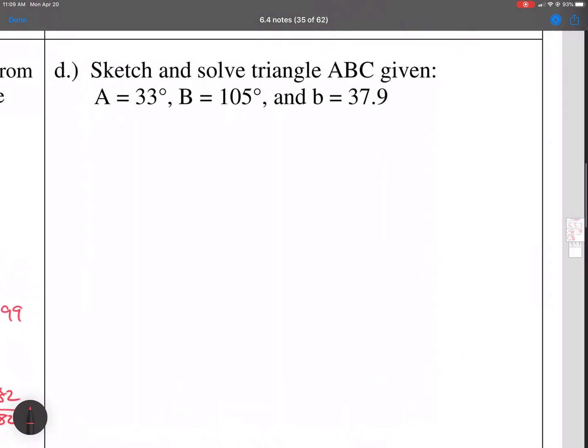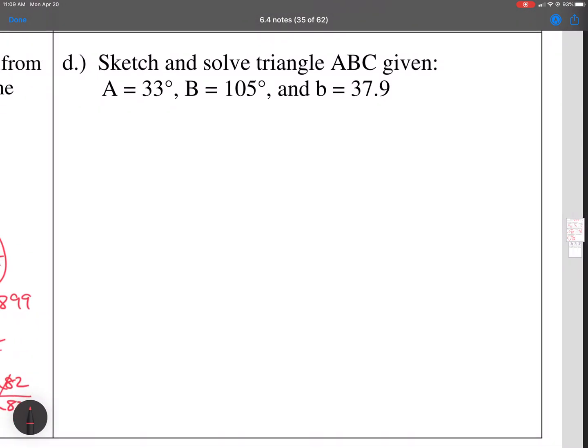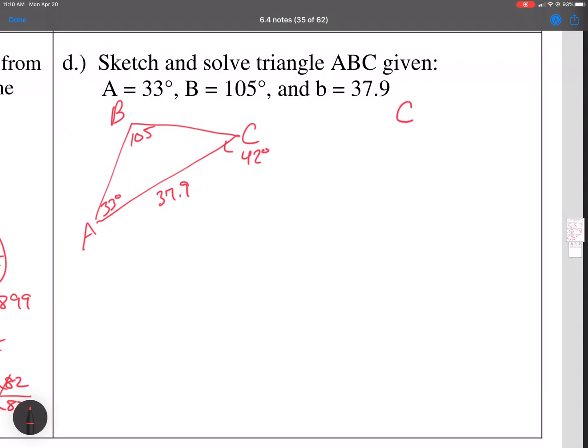All right. This one says sketch and solve the triangle ABC. So it doesn't really matter how you draw this. A, B, and C. A is 33 degrees. B is 105, and little b is 37.9. Well, we can easily find capital C. 33 plus 105, subtract that from 180, and that gives me 42 degrees. So capital C is 42 degrees. Now I need to find little a and little c. So let's find little a.